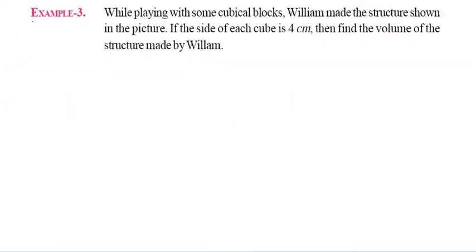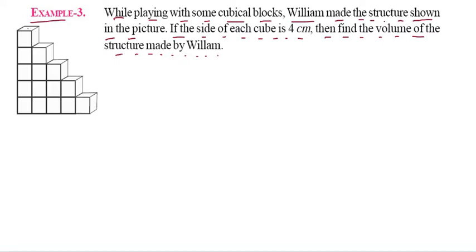Now come to the next question, that is example 3. While playing with some cubical blocks, William made the structure shown in the picture. If the side of each cube is 4 centimeters, then find the volume of the structure made by William. First of all, we want to count the total number of cubes. That is 1, 2, 3, 4, 5, 6, 7, 8, 9, 10, 11, 12, 13, 14 and 15. So there are 15 cubes.